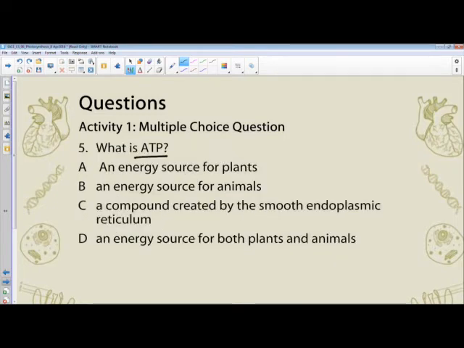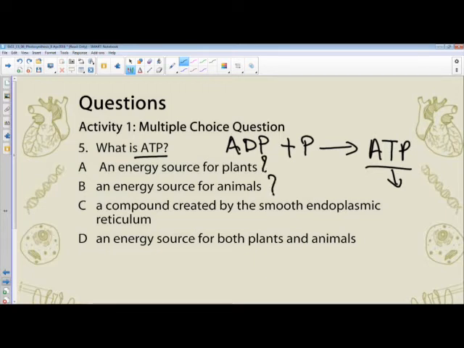And finally, the last question. What is ATP? As I said, ATP is adenosine diphosphate plus a phosphate molecule, giving you adenosine triphosphate. So it has three phosphate molecules joined together, and this is an energy carrier molecule. So what is it? An energy source for plants. An energy source for animals. No, I doubt it. A compound created by the smooth endoplasmic reticulum. Definitely not. It's an energy source for both plants and animals, and definitely both plants and animals require that.